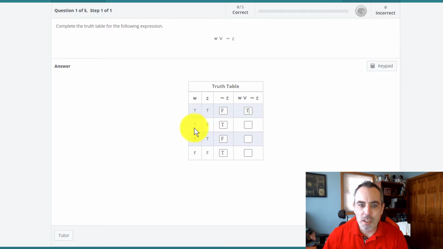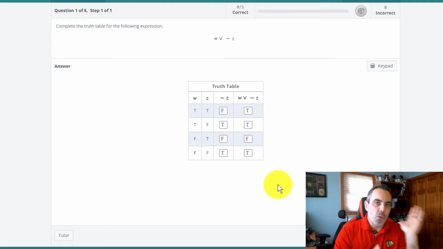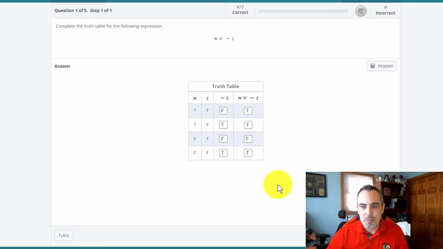true means this or this is true. When I move down one, both of them are true. W and not Z are both true, so it's obviously true. In this one, however, neither of them. W is false, not Z is false. So this is a false statement. And here I've got one of them is true. False, true, that's got to be a true statement. So when you're thinking or, one or the other has to be true.